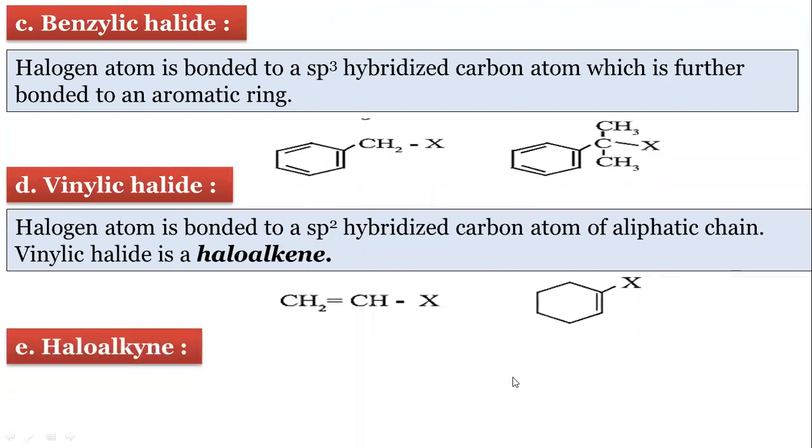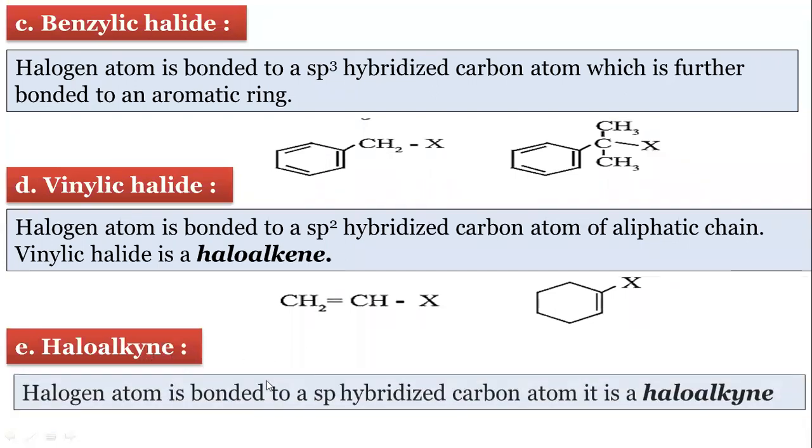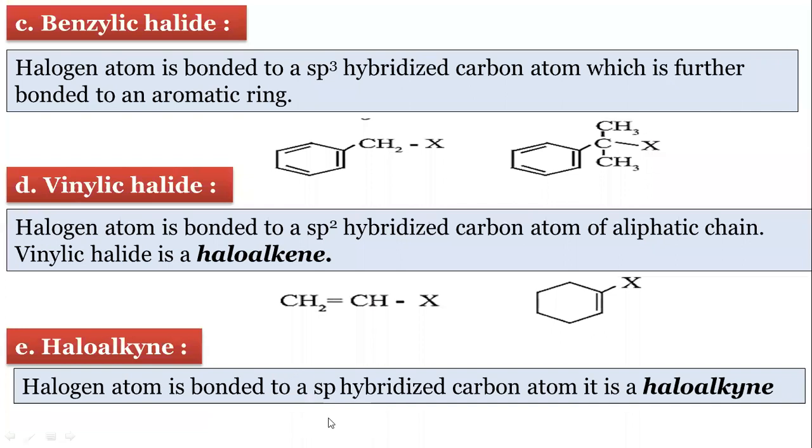Then haloalkyne. The name itself suggests that in this, halogen is bonded to the sp hybridized carbon. An sp hybridized carbon means it contains a carbon-carbon triple bond. See this example. X is attached to the carbon and this carbon is sp hybridized because this is a carbon-carbon triple bond.